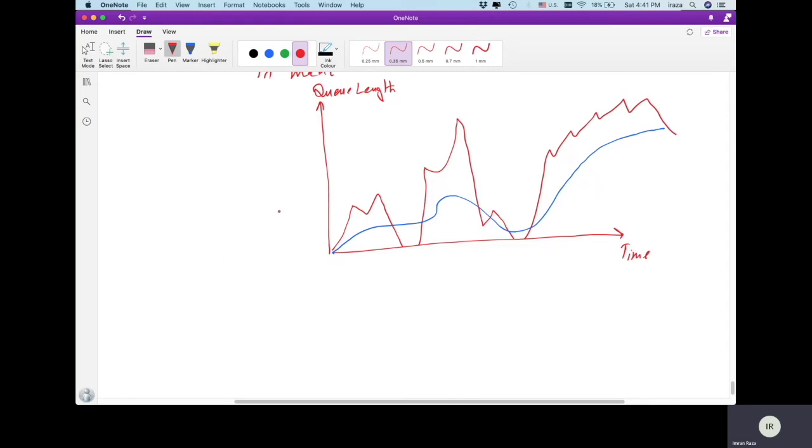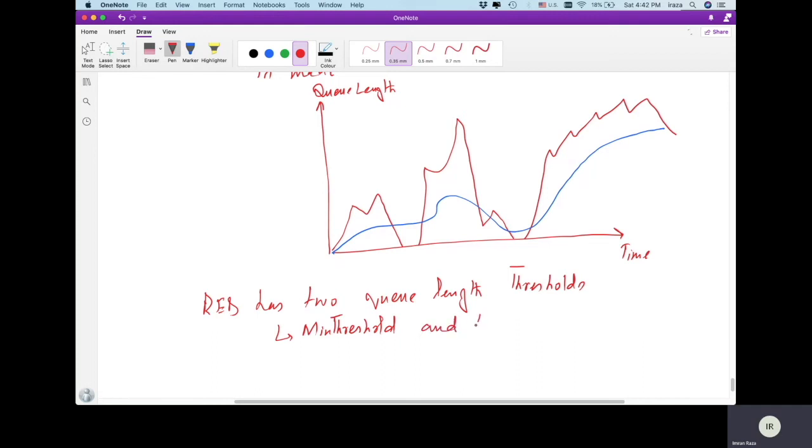So how will we calculate this average queue length? For that, random early detection has two queue length thresholds. Okay, one is called the minimum threshold, and the second is called the maximum threshold.